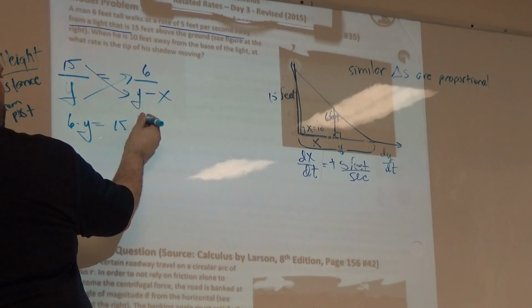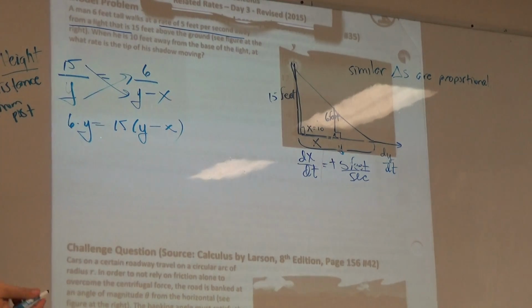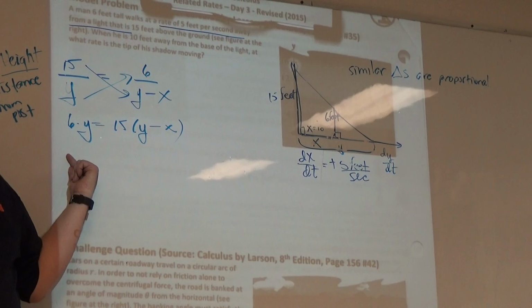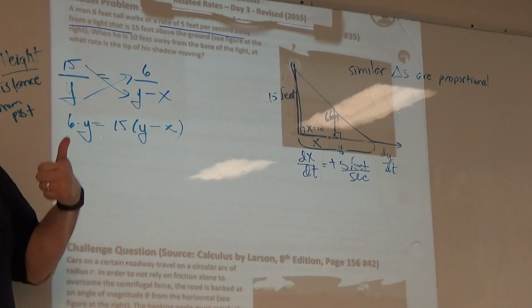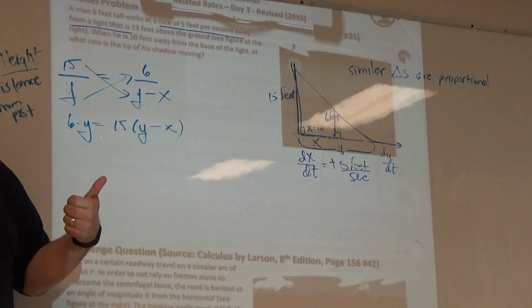6 times y equals 15 times y minus x. Always true, right? If that's always true, then I can take the derivative, and I don't need the quotient rule. I just increase the likelihood I'm going to get this right.